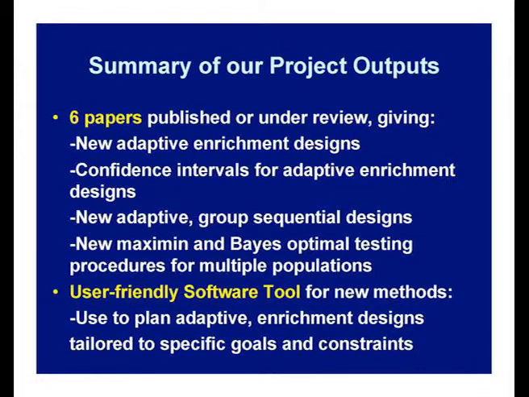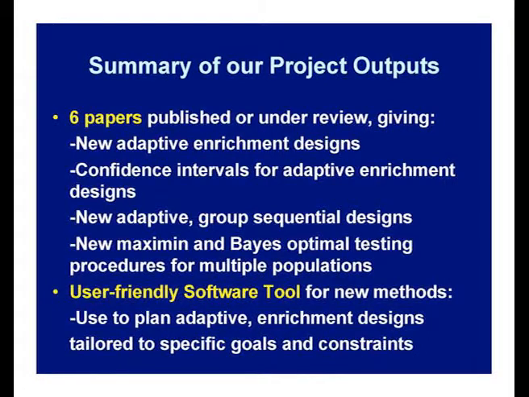New adaptive group sequential designs that can combine advantages of standard group sequential designs with adaptive enrichment. That's what I'll talk about today. There are new optimal testing procedures for multiple populations. So even in a standard trial, there's still questions about what is the best testing procedure to use at the end of the trial to analyze the data to learn about which populations benefit while still controlling the type 1 error. So we give new optimal procedures for that.